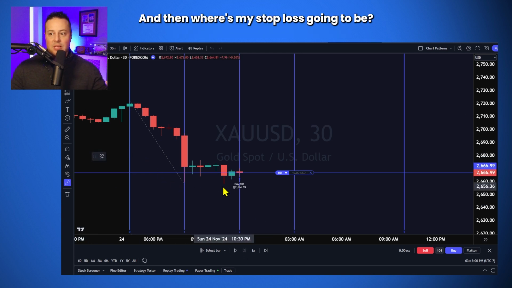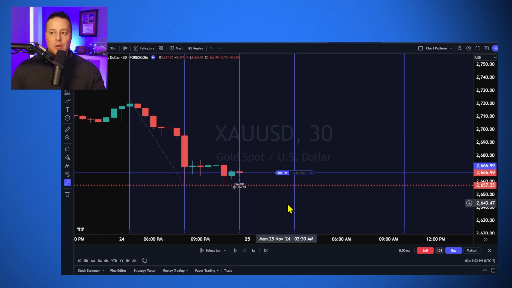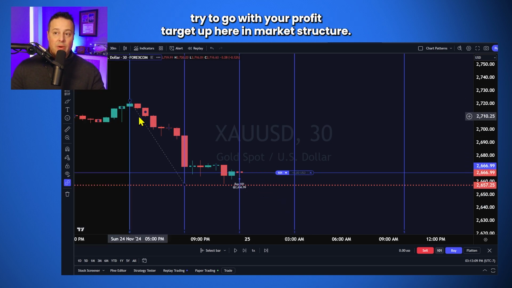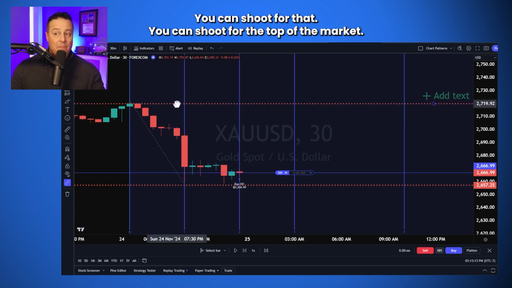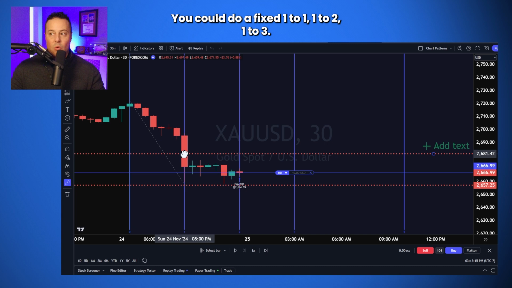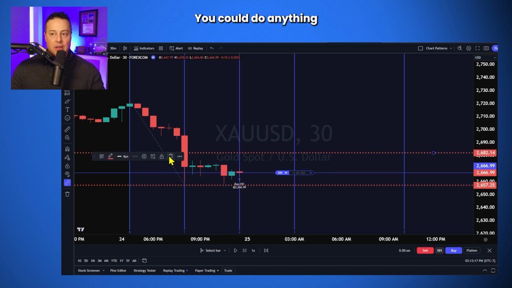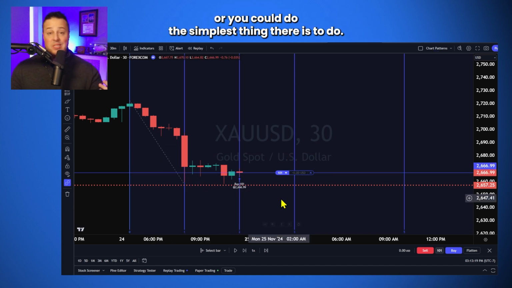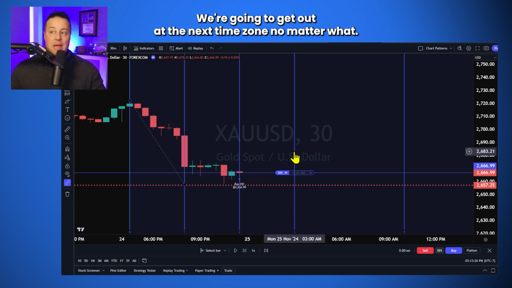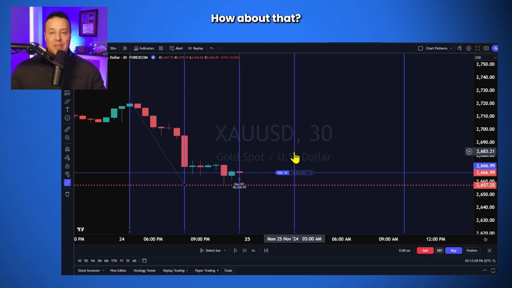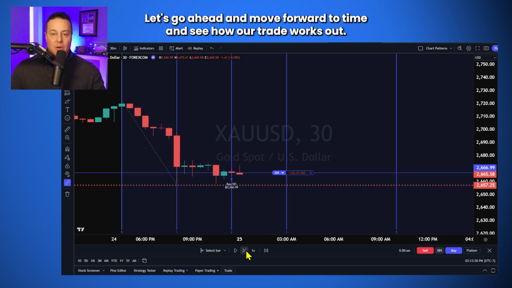And then where's my stop loss going to be? Somewhere beneath that swing low. So we've got a lot of different options. You could go fixed risk versus reward. You could try to go with your profit target up here in market structure. Get right in there. You could shoot for that. You could shoot for the top of the market. You could do a fixed 1-to-1, 1-to-2, 1-to-3. All right, you could do anything. Or you could do the simplest thing there is to do. We've got our long. We've got our stop loss location. We're going to get out at the next time zone no matter what. How about that? Let's go ahead and move forward in time and see how our trade works out.